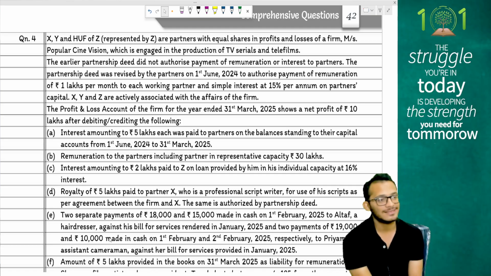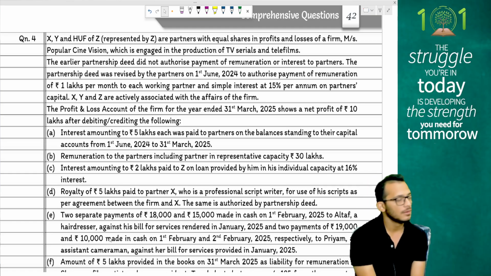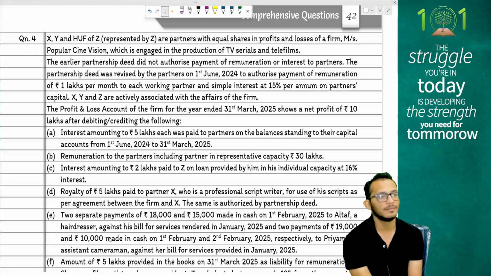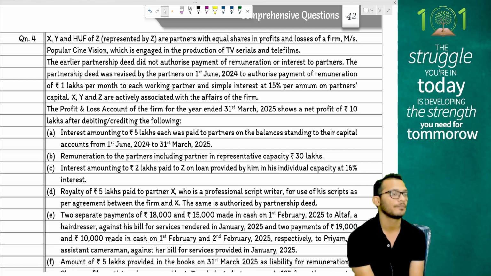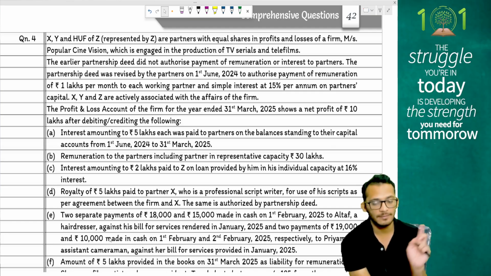interest and salary. The problem with interest is that it gets disallowed to that extent. On similar terms, people, salary will also be allowed, but only from June, because the deed is only from June. You cannot do retrospective changes. Keep those thoughts in mind.